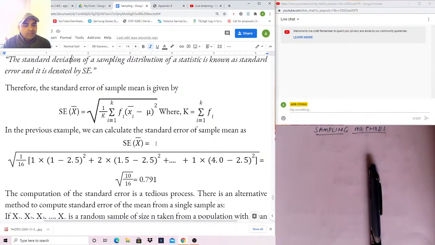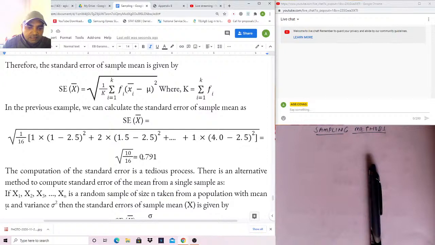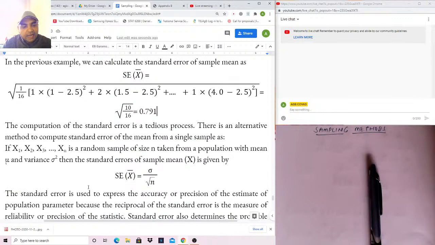So SE, in the previous example, we have already done: 1 by 16, as there were 16 combinations, 16 means. So 1 into, this is the frequency, 1 minus 2.5 whole square, like this, 2 into 1.5 minus 2.5 whole square, like this. So it will be 10 by 16, equal to 0.791. The computation of this standard error is a tedious process, and there is an alternative. Okay, what is that alternative?